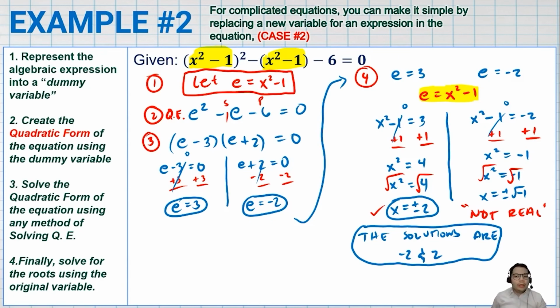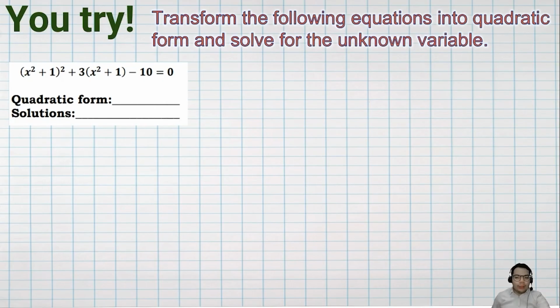Since we're already done with the first 2 examples for this case, I think you're now ready to try one example. So yan, once again, transform the following equations into quadratic form and solve for the unknown variable. So ito yung given natin. So ito. So I'll give you 5 seconds to pause the video and try to solve this example before ko ipakita yung solution and answer. So 5, 4, 3, 2, 1. So I hope na-pause mo na yung video with this 5 seconds.